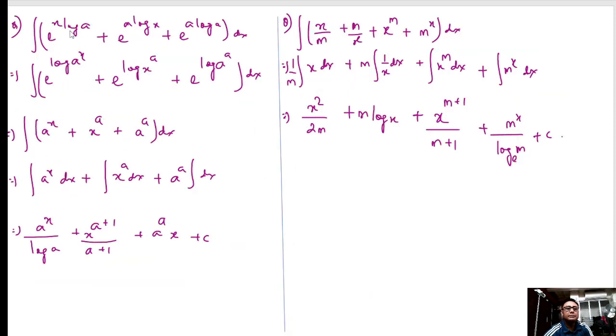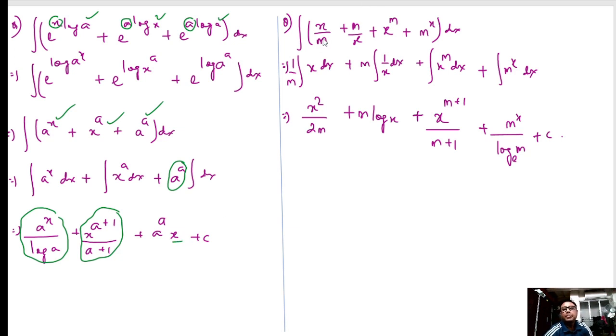Next is this. So this x will go up here, a will go up here, a will go up here. So as I already told you, this will become a to the power x, x to the power a, a to the power a. A to the power x is a to the power x by log a. X to the power a, I will use the formula integration of x to the power n, which is x to the power a plus 1 by a plus 1. A to the power a is fully constant, so only integration of dx is x.